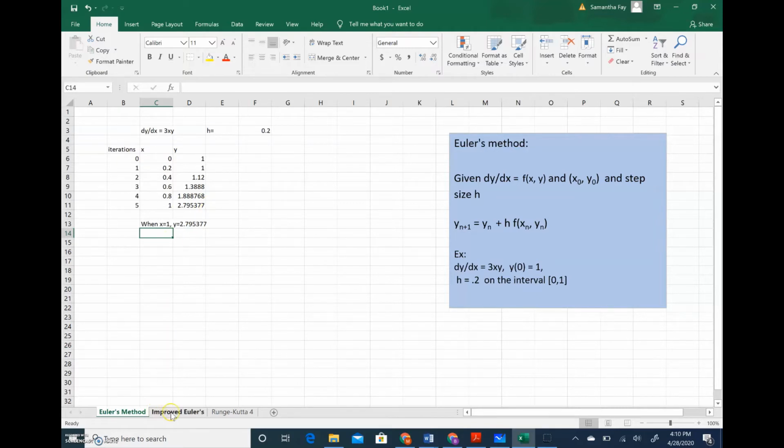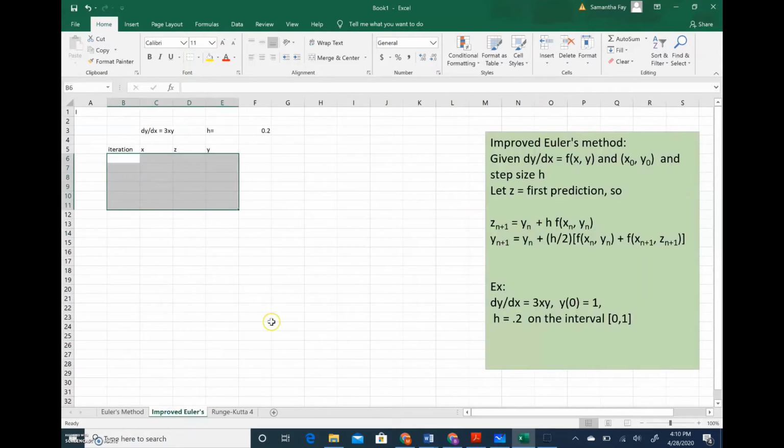Let's now go to my improved Euler's. I went ahead and have my dy/dx here. My derivative's here, my step is here. Let's put in my iterations, so start with your initial conditions: 1, 2, 3, 4, 5. My initial conditions are x equals 0. Now I have a column for z because we need that first prediction and then a corrector, but my initial condition for y is 1.